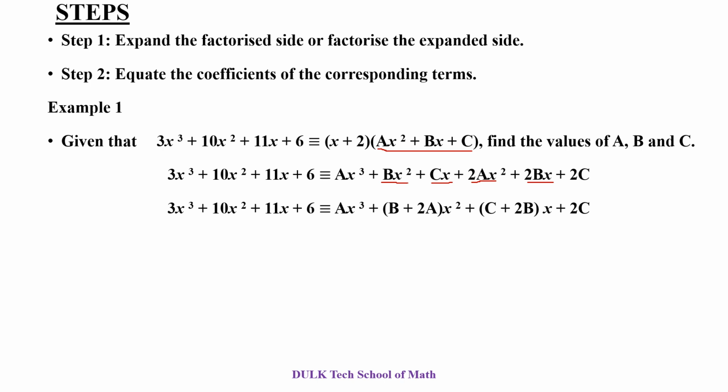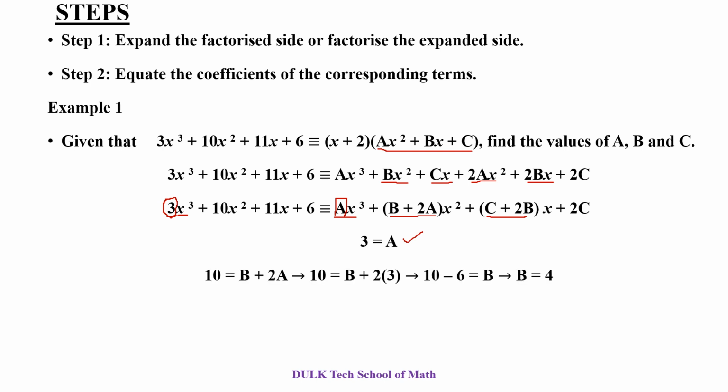After collecting bx squared and 2ax squared and taking out x squared, we get b plus 2a. After collecting cx and 2bx and taking out x, we get c plus 2b, right? Now 3x to the power 3 corresponds to ax to the power 3. So according to step 2, we can equate the coefficient of x to the power 3 on the right hand side to the coefficient of x to the power 3 on the left hand side. In other words, a is equal to 3. Then we are done with a, right?